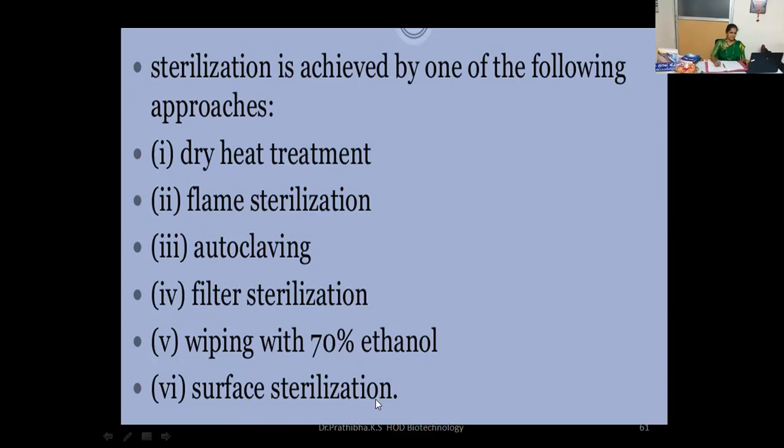Then coming to the surface sterilization. Okay, the surface sterilization is very, very important in plant tissue culture, which also determines the success rate of the plant tissue culture. All explants are treated with an appropriate sterilizing agent to kill contaminating microbes present on their surface, right? This is called surface sterilization. An explant is the excised piece of tissue or organ of a plant used for culture, right? So that is the definition of the explant.